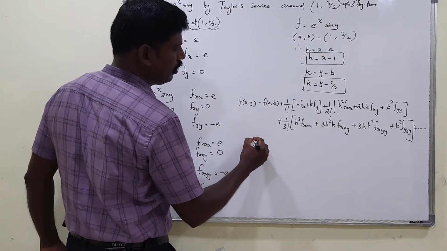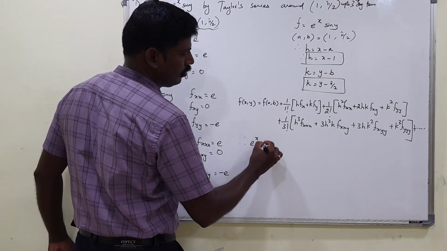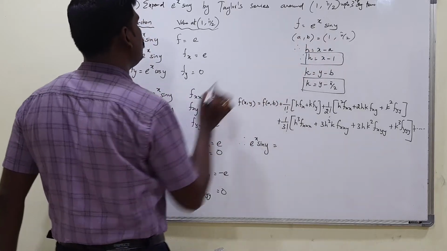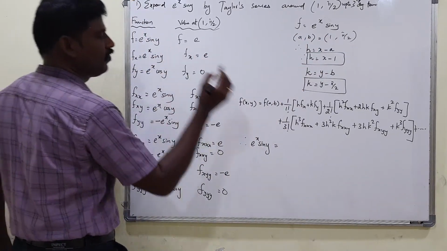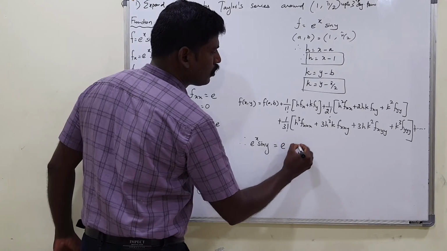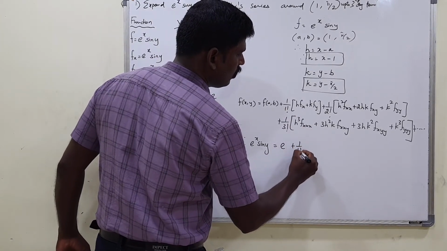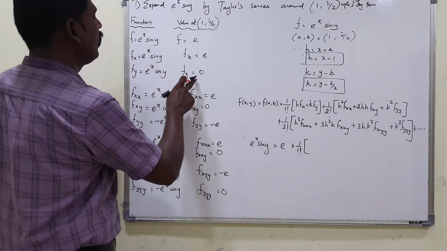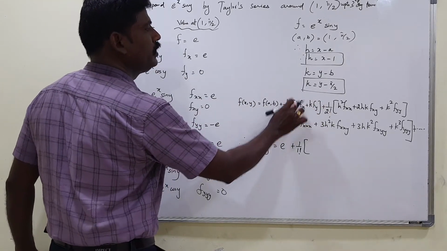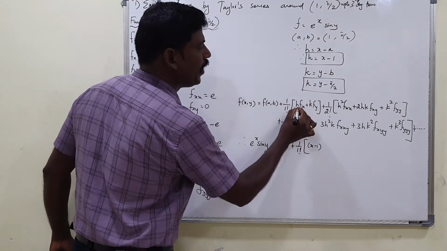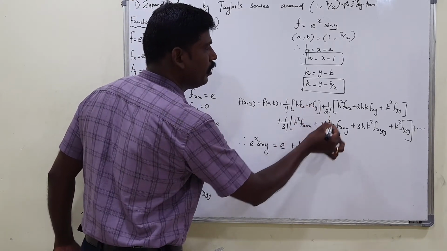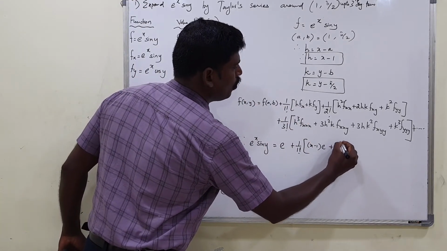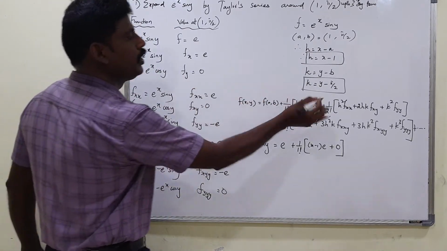So what is f of x, y? That is e^x sin y. Therefore e^x sin y is equal to f at (a, b). Here (a, b) is (1, pi by 2). What is the value of f? e. So it is e plus 1 by 1 factorial. Then what is h? x minus 1. Look here, fy is 0, so no need to write that term. So h is x minus 1. Wherever you find h, replace it by x minus 1, and wherever you find k, replace it by y minus pi by 2. That's all. What is the value of fx? e, plus 0, because fy is 0, so no need to write that term.